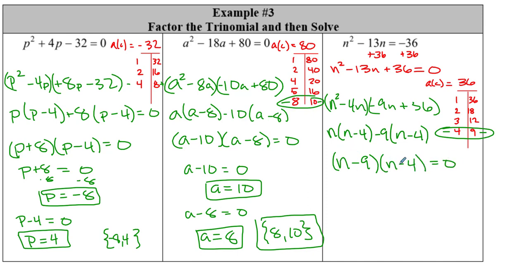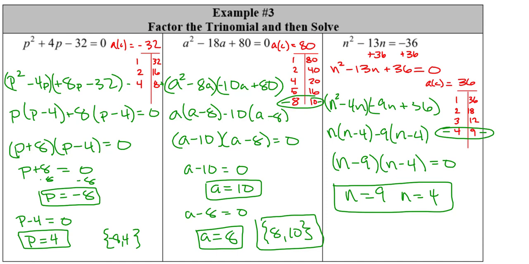And we can actually already easily eyeball this. What minus 9 will give me 0? Well, that's going to be a positive 9. What minus 4 will give me 0? Well, that's going to be a positive 4. So these are my answers right there. All right, boom and boom.